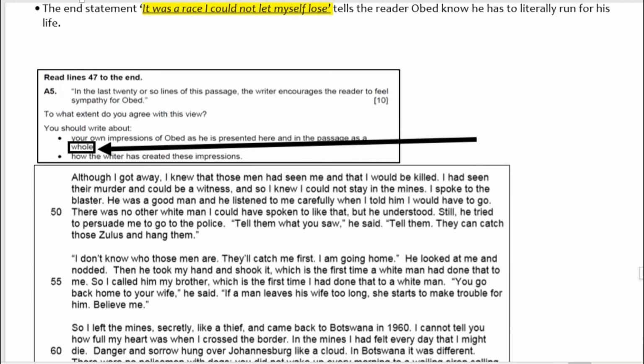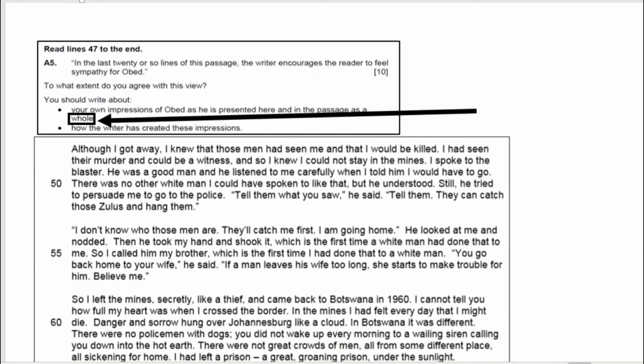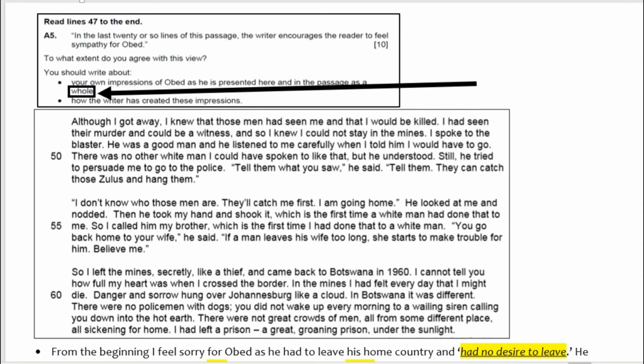Okay, question 5 is the last one in the exam. It's the evaluation question. It's 10 marks, 13 to 15 minutes. See if you can do 4 or 5 quotes as the last question. You'll basically get a statement, and you agree with the statement and find quotes to support it.